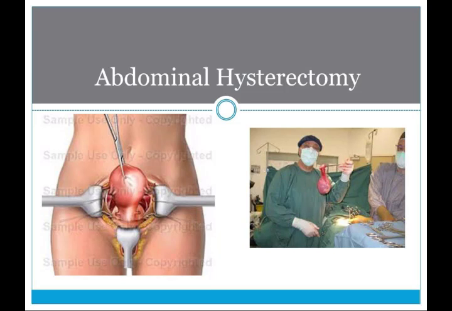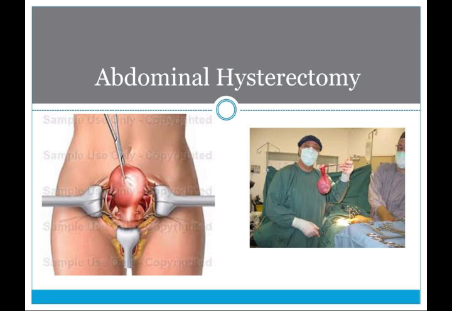An abdominal hysterectomy is an open procedure done to surgically remove the uterus and cervix through an incision in the abdomen. It is also called a TAH, or total abdominal hysterectomy. A TAH is done for benign fibroids, leiomyomas, endometriosis, and cancer.